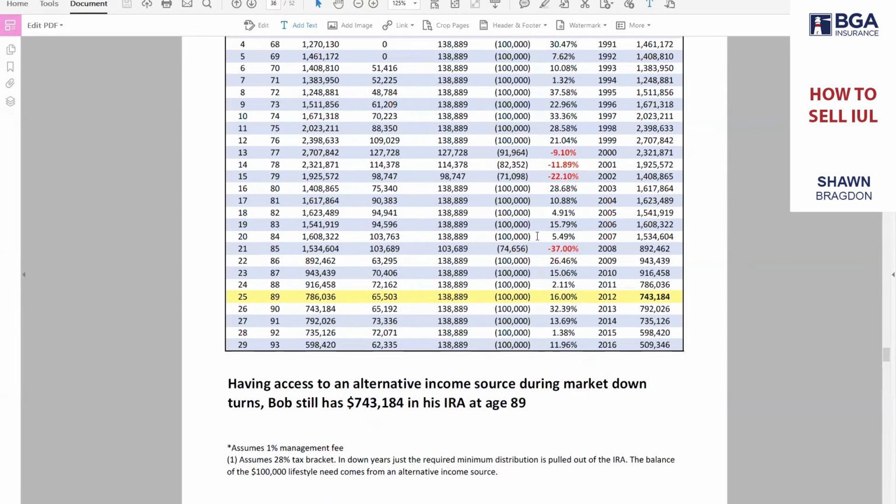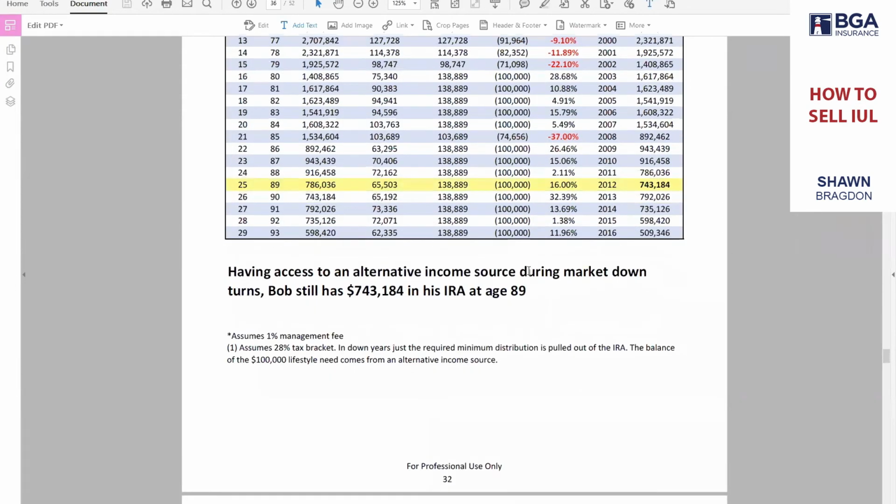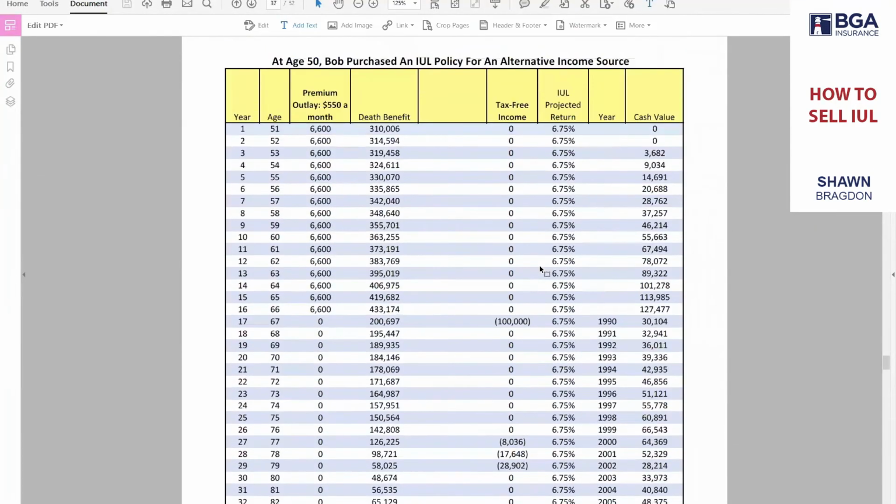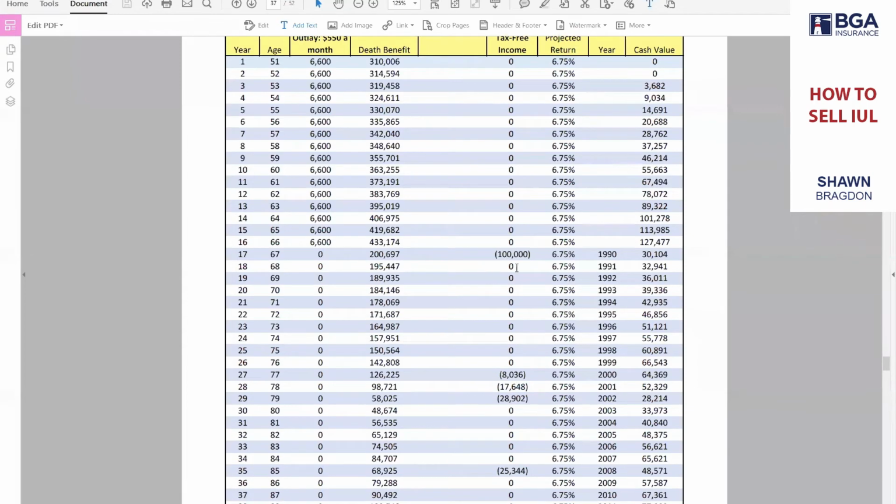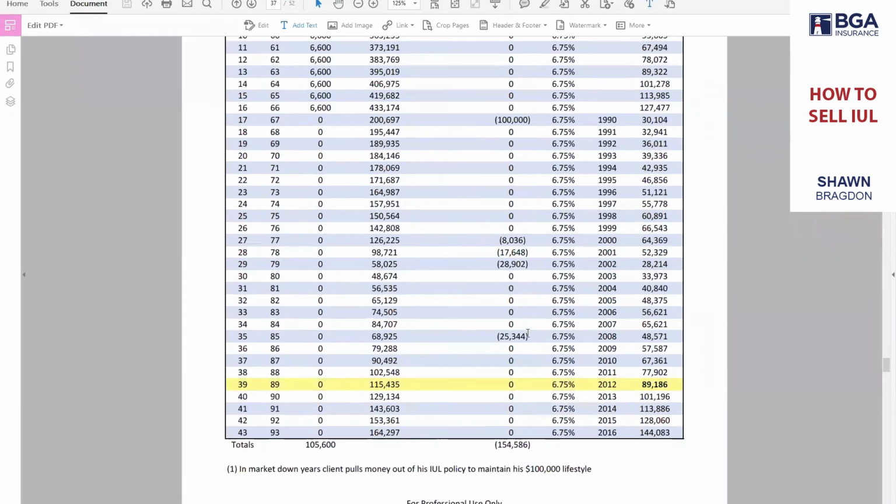And by using this smooth sailing approach, using an index UL policy strategically, Bob doesn't run out of money in his IRA at age 89. There's actually over $743,000 in that account that you're managing. So again, use an index UL to increase your assets under management. And this is just the index UL at $550 a month, and we're pulling money out of it strategically when the market tanks.